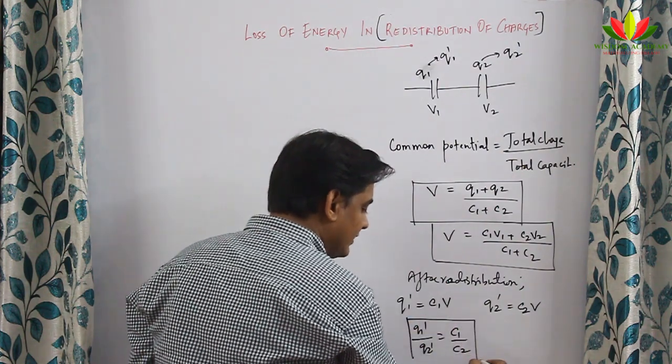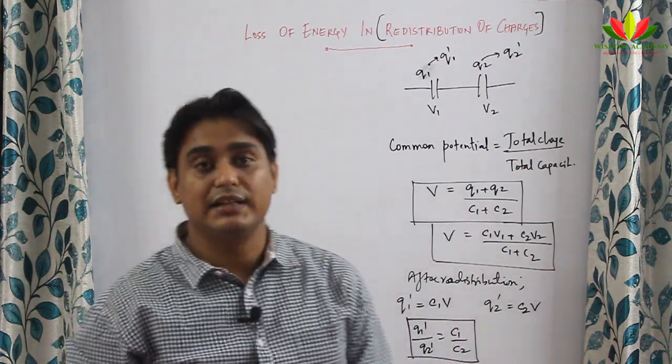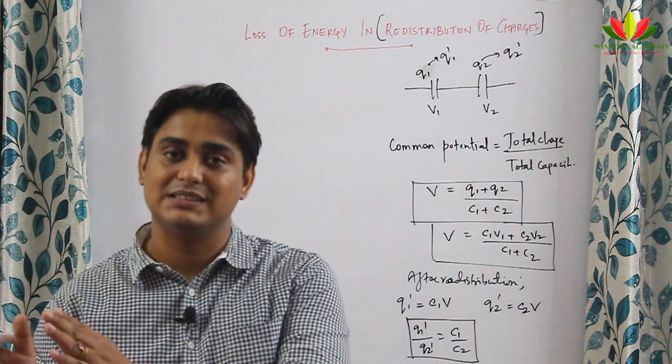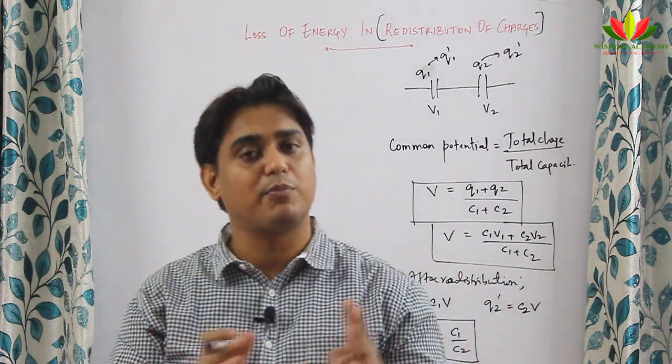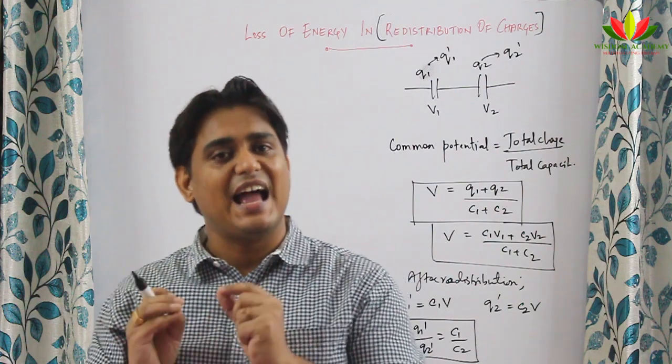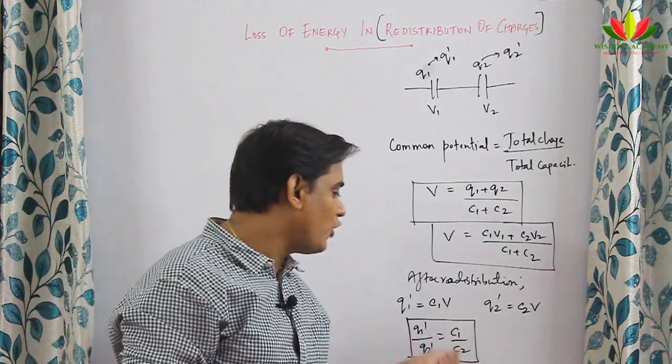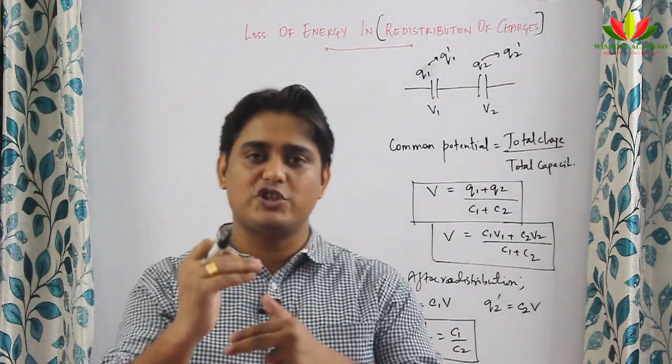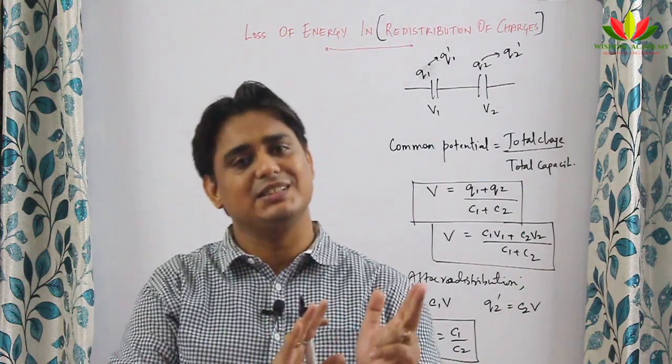Now why have I derived this? This gives you an idea that if the two capacitors have different charges and they have different potential, then after the redistribution, the charge gets distributed based upon the ratio of their capacitance.